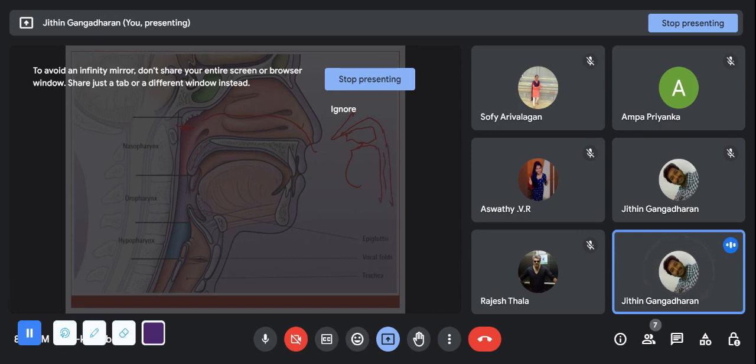Here we have two divisions. One goes into your lungs, and this goes to your esophagus. Clear? See, we have epiglottis here, and this is the main epiglottis. This is actually called the uvula. So this is epiglottis. So what happens then?